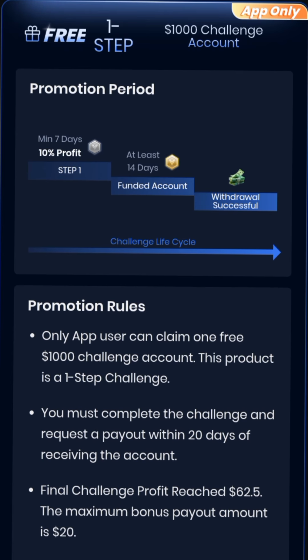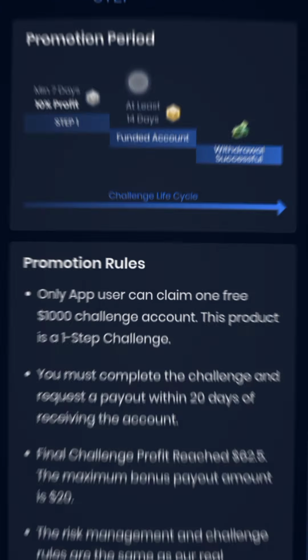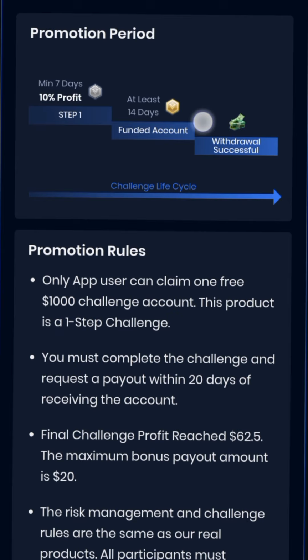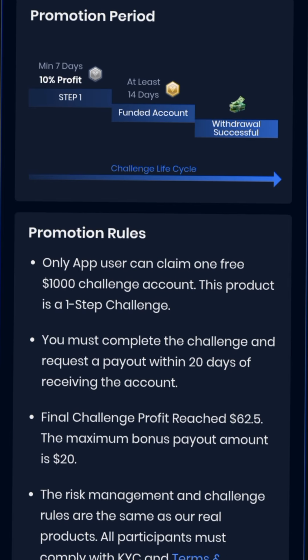They are saying that the minimum 7 days profit here is about 10%, and at least 14 days funded account, that is going to be lasting for 14 days. That's the time limit, that's about 2 weeks. And you can see the withdrawal, that is after you reach the challenge, which is at least 10% of the account, and after those 14 days you can place your withdrawal. That's what they are saying. That's why you are seeing the challenge life cycle here.